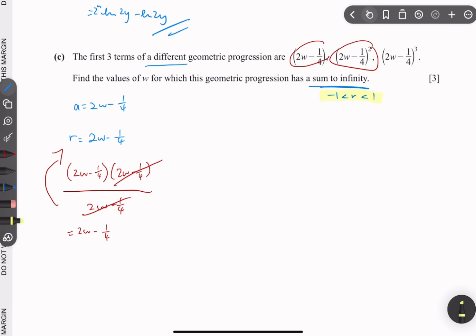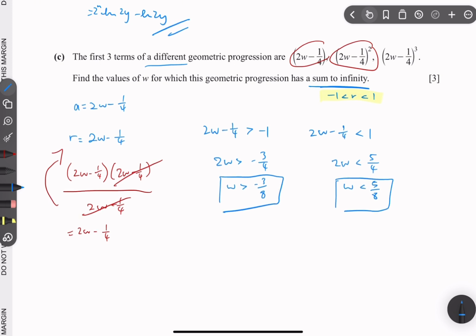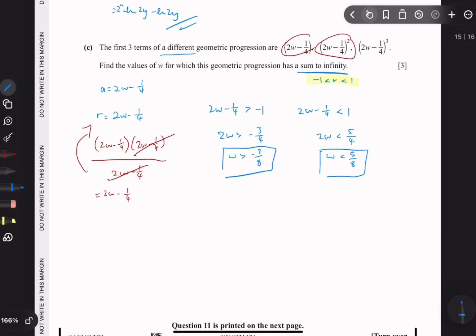Okay, so we can use this information to make two different inequalities. 2w minus 1/4, which is the ratio, and this. So these two inequalities. And then we can solve them. So these are the values of w.